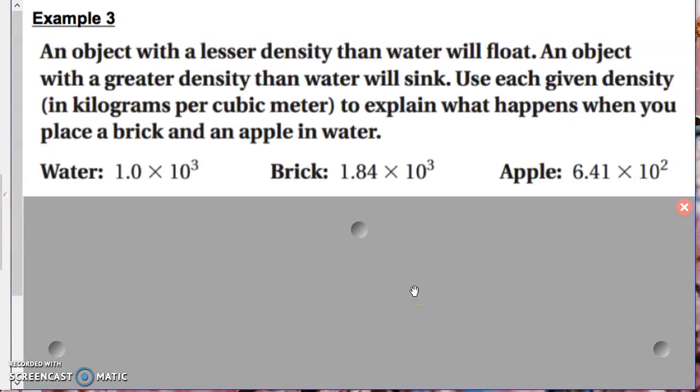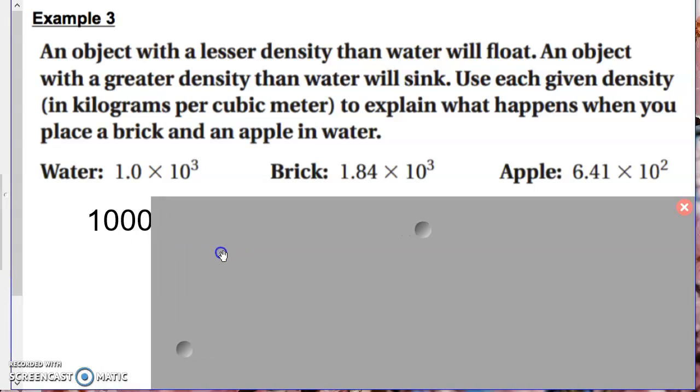All right, example 3 is a little bit of real-world application. An object with a lesser density than water will float. An object with a greater density than water will sink. Use each given density in kilograms per cubic meter to explain what will happen when you place a brick and an apple in water. So first they give me the density of water in scientific notation, and I want to write that out in number form, standard form, not scientific notation.